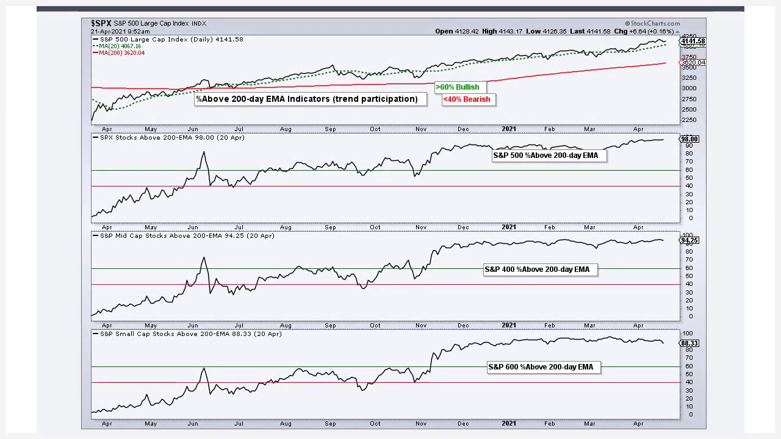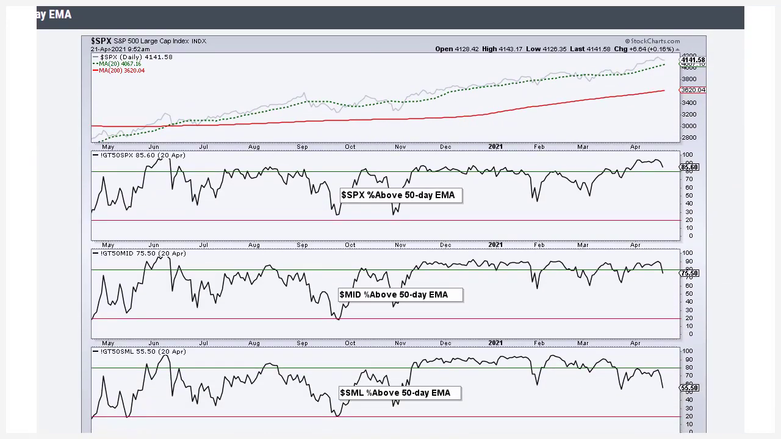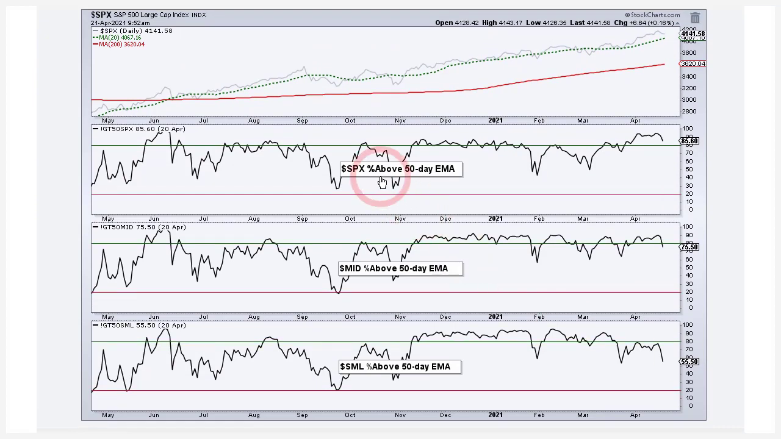Now I'm going to look at some breadth indicators coming up here because I'm going to switch over to AmiBroker because that's where I can backtest the breadth indicators. But you do have a number of breadth indicators available on stock charts. Here's the percentage of stocks above the 200-day EMA for the S&P 500, S&P Midcap 400, and S&P Small Cap 600. And then you have the percentage above the 50-day EMA for all three. And you can see small caps are the weakest.